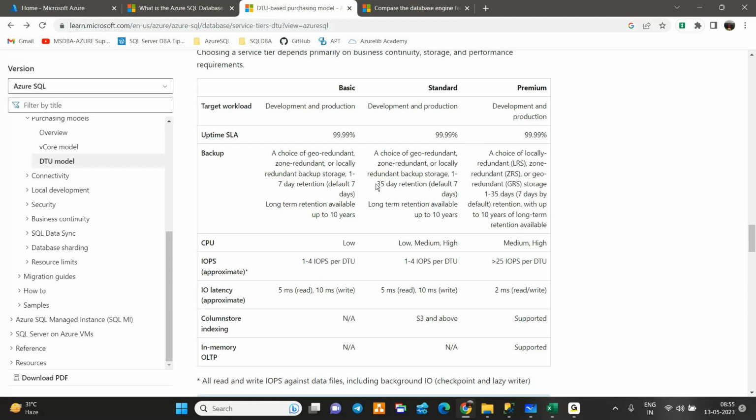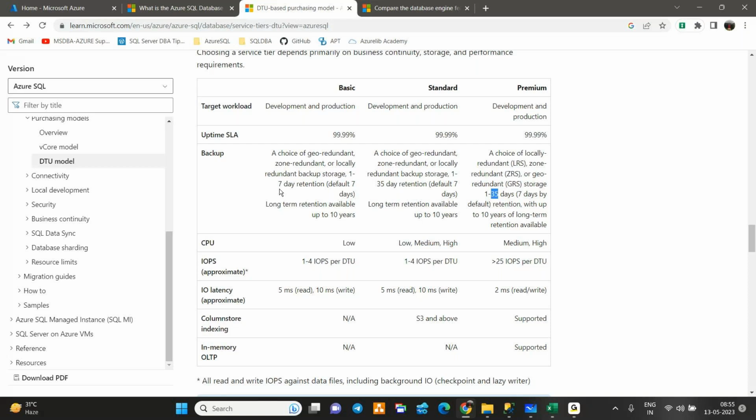Here you can increase your retention to 35 days, but here it is only 7 days retention. Here you increase to 35 days retention. Here also you can increase to 35 days retention when you go for premium. Here also you can increase to 35 days retention, but here it is a default 7 days retention. When we are discussing backup, we'll see all of this one by one, sir.